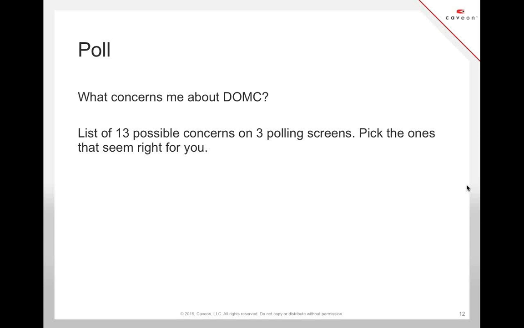Some of you may not know it that well and have no concerns, except the fact that you don't know it that well. But pick all the ones that seem to be of concern to you. And so I'll turn it back to Tristan for those.